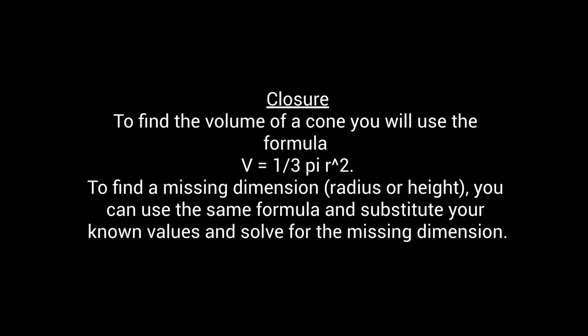In this lesson, we learned to find the volume of a cone, you will use the formula V is equal to 1/3 times pi times r squared. To find the missing dimensions of a cone, you can use the same formula and substitute your known values and solve for the missing dimension.